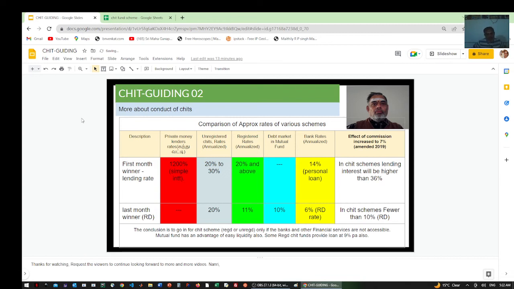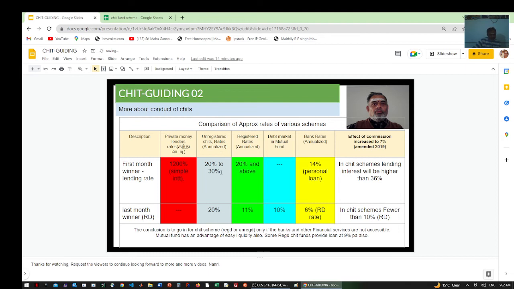Comparison of approximate rates of various schemes. Let me consider private money lenders, the Kanduvatti, unregistered chits' rates annualized, registered chits, debt market in mutual funds, and bank rates annualized. In case of the first month winner, the lending rate in case of a private money lender is as much as 1200% simple interest.